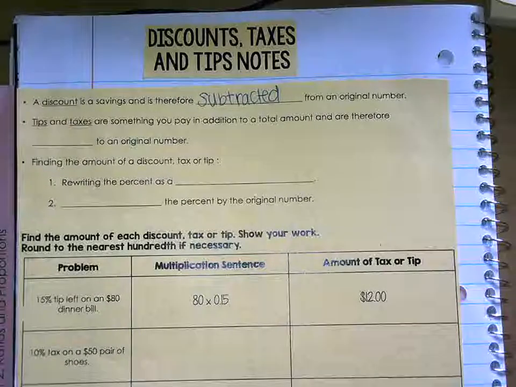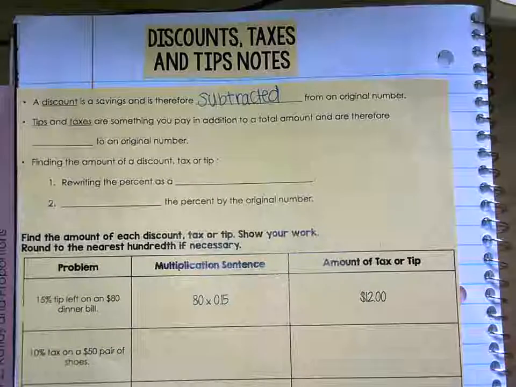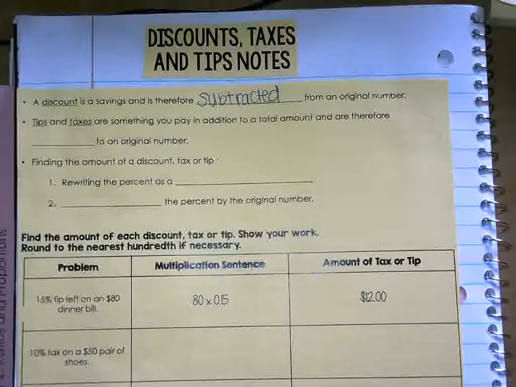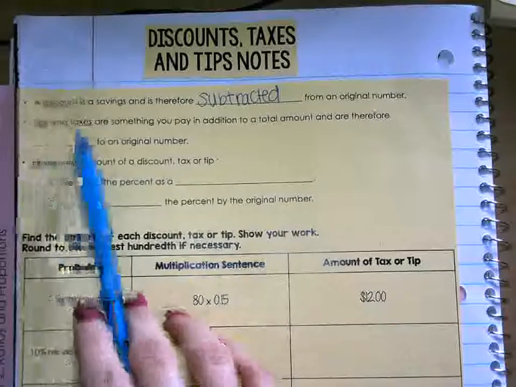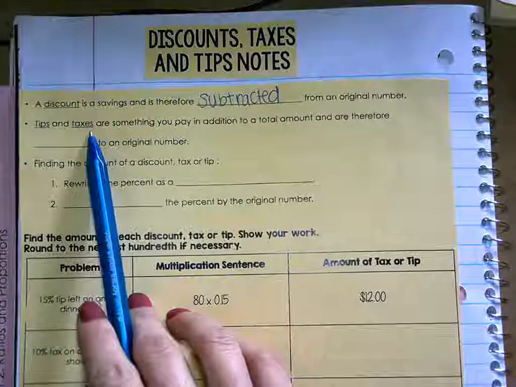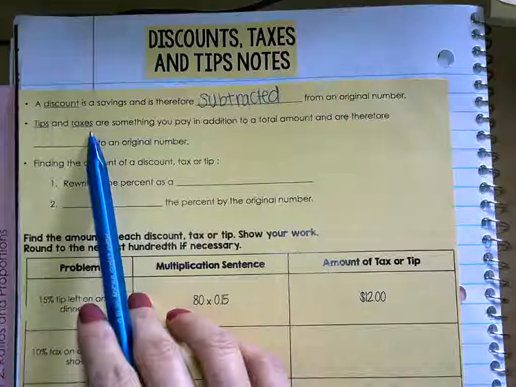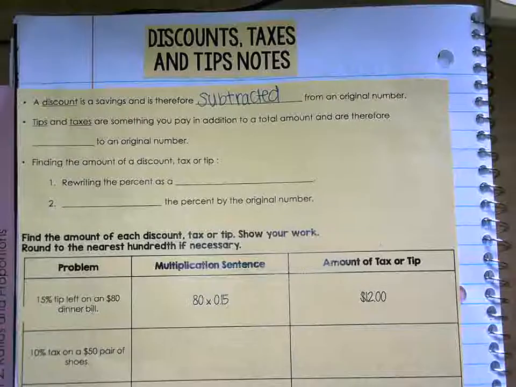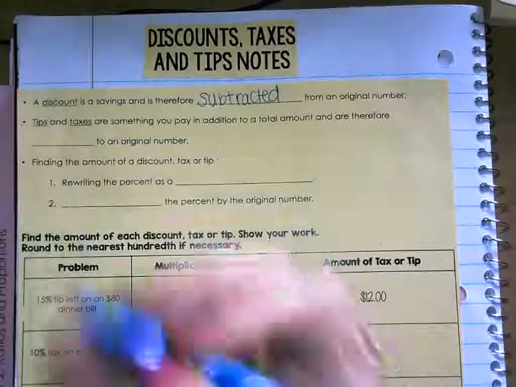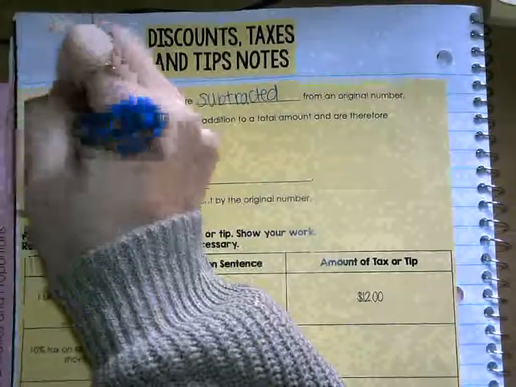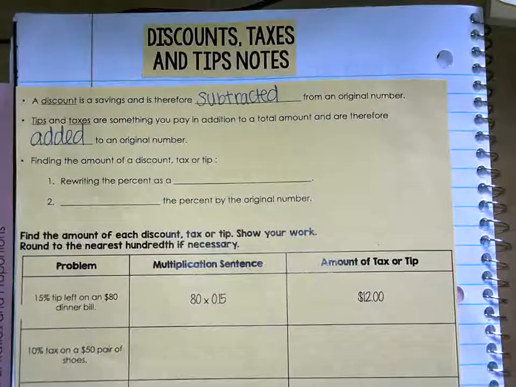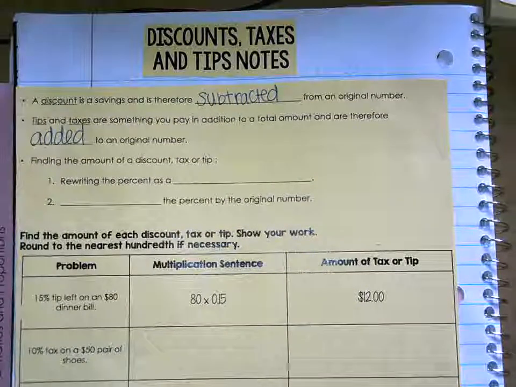So whenever you figure out what your discount is, $5, $10, whatever the case may be, you will subtract it from that original number. Tips and taxes are very, very similar. They are something you pay in addition to the total amount, and if they're in addition to it, that means I have to do what? Add. Very good. I have to make sure that they are added to the original number. So once you figure out whatever that tip or that tax is, you are going to add it to your original number.